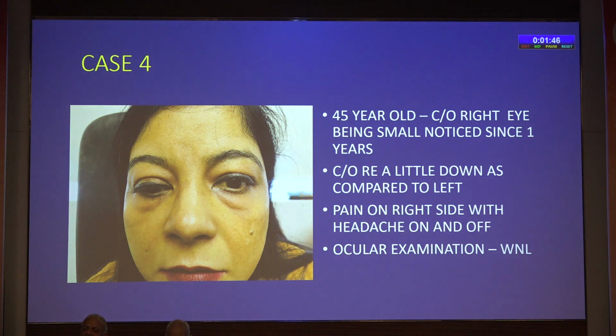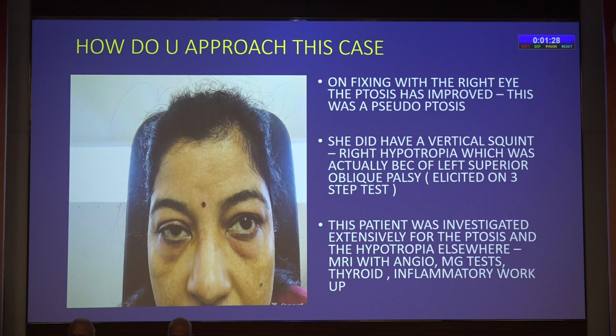The next case is that of a 45-year-old, and she complained of the right eye being slightly small as compared to the left eye. And she also said that the right eye was a little down as compared to the left eye. She complained of a non-specific pain on the right side with on and off headache. Her ocular examination was essentially normal.